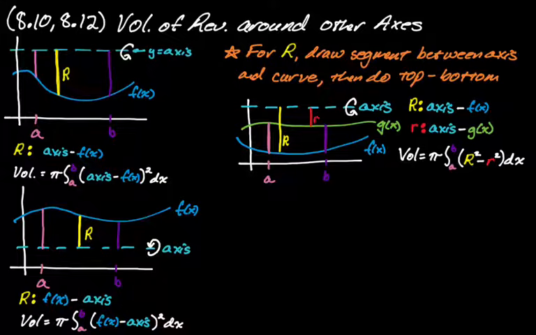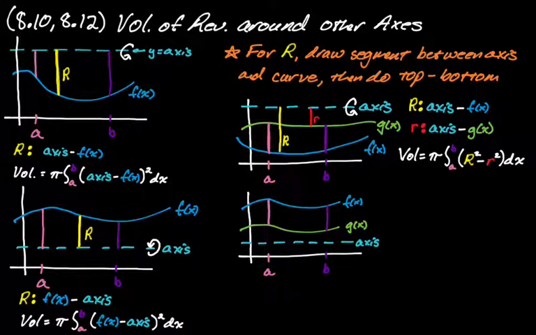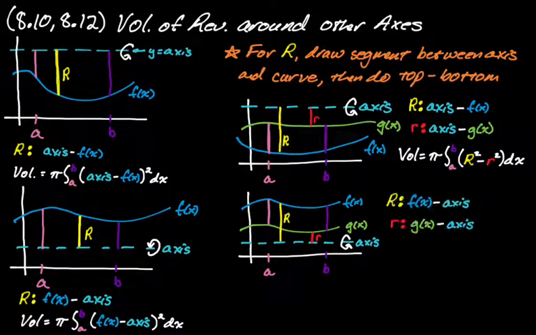All right, and then what if the axis is below the region? Same deal. We're going around this. Draw big R, draw little r, write them down. Top take away bottom. When you're dealing with dx, the kind of normal thing, it's always going to be top take away bottom. You're always doing top take away bottom.